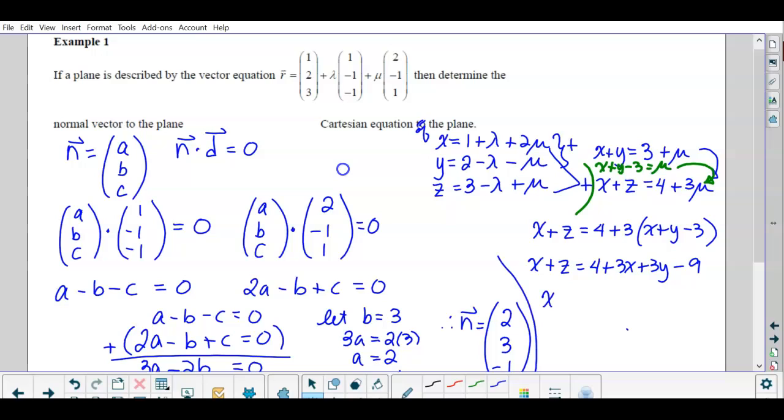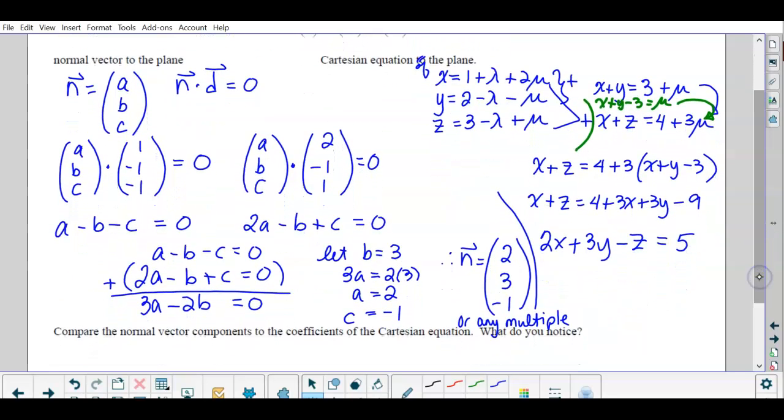And then get all the variables on one side. So you need to have the x term being positive to be in simplest form. So if I bring the x over, I would have 2x plus 3y minus z, and then the numbers, that's negative 5, bring it over to the left, would be positive 5. Okay, that's the Cartesian equation of a plane.